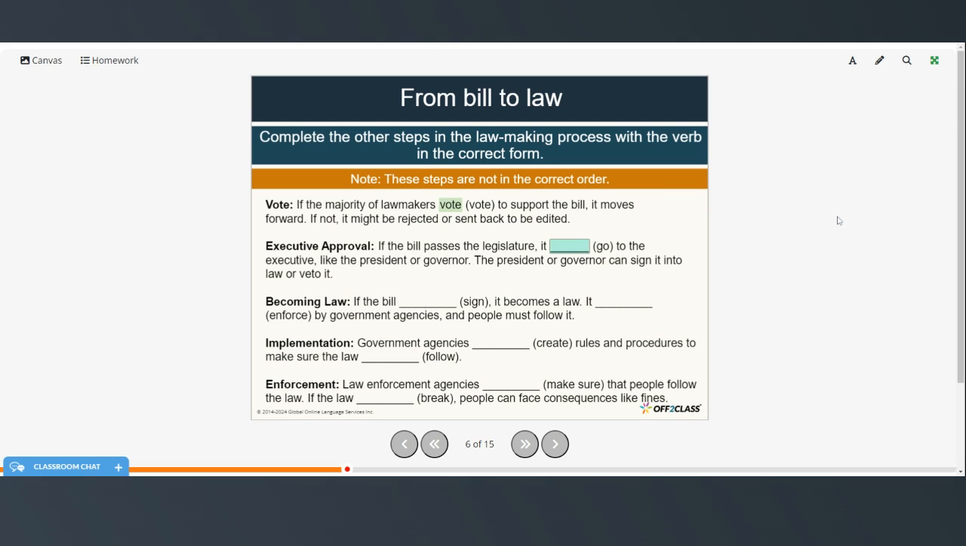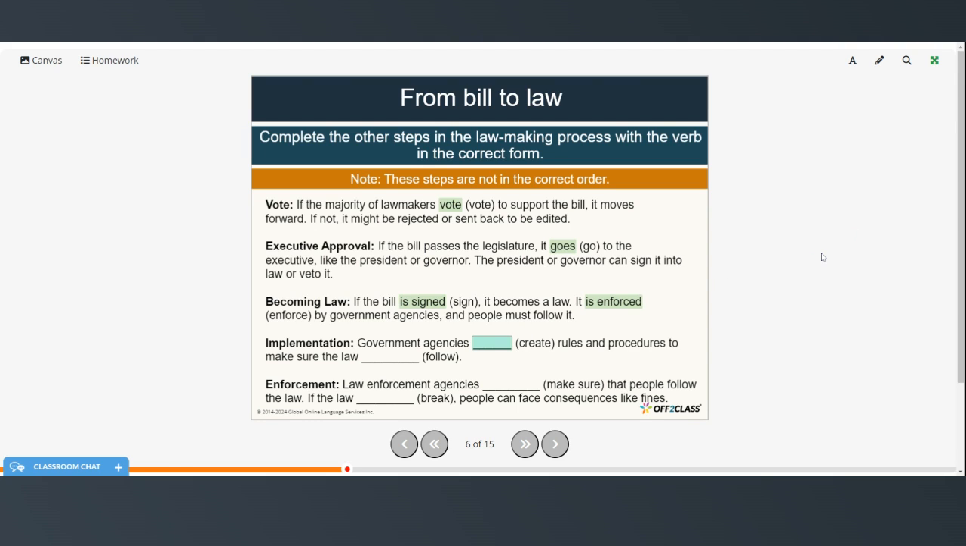So executive approval. If the bill passes the legislature, it goes to the executive, like the president or governor. The president or governor can sign it into law or veto it. If the bill is signed, it becomes a law. It is enforced by government agencies and people must follow it.